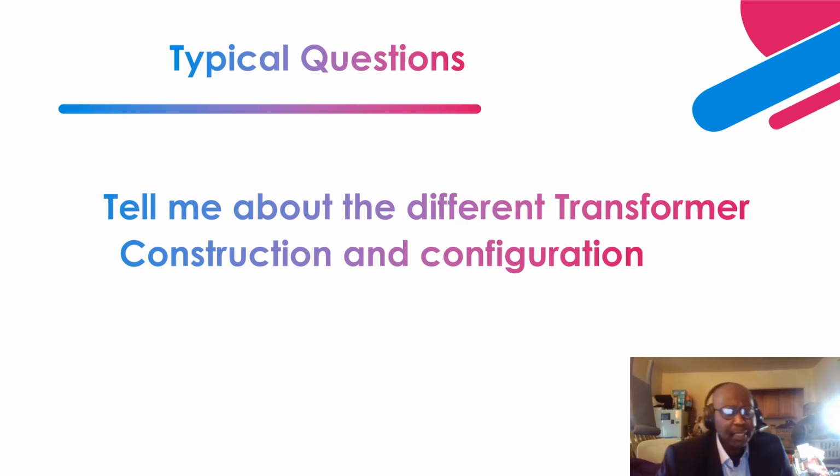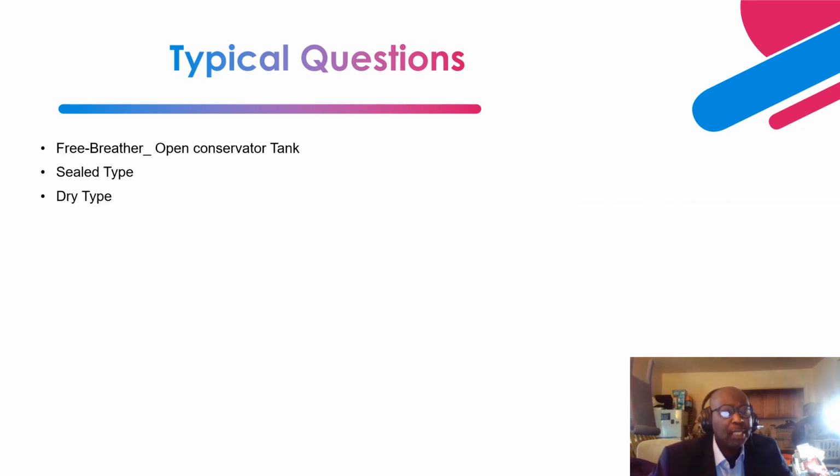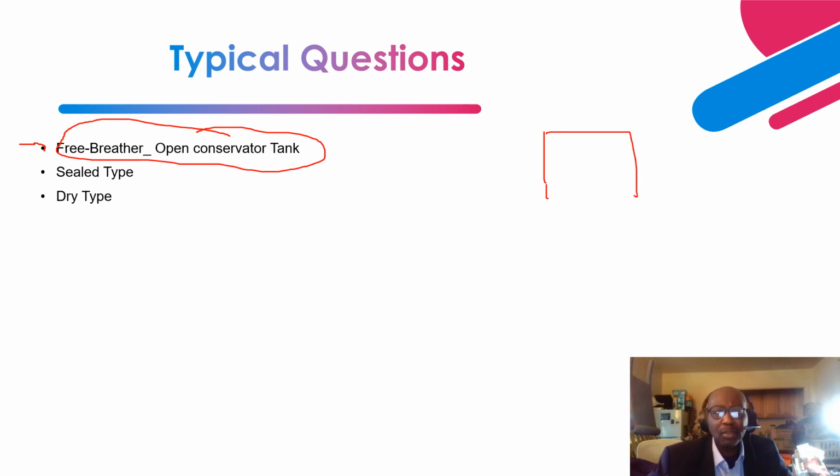Next question that you can be asked during an interview on power transformers is, tell me about the different transformer construction and configuration that you know. And this is how you answer the question beautifully. The first one is the free breather or the open conservator tank, right? Sometimes you want to prove yourself to the interviewing panel that you know what you're talking about, right? So what you can do is tell them, let me sketch for you a typical example of how a free breather or open conservator tank looks like.